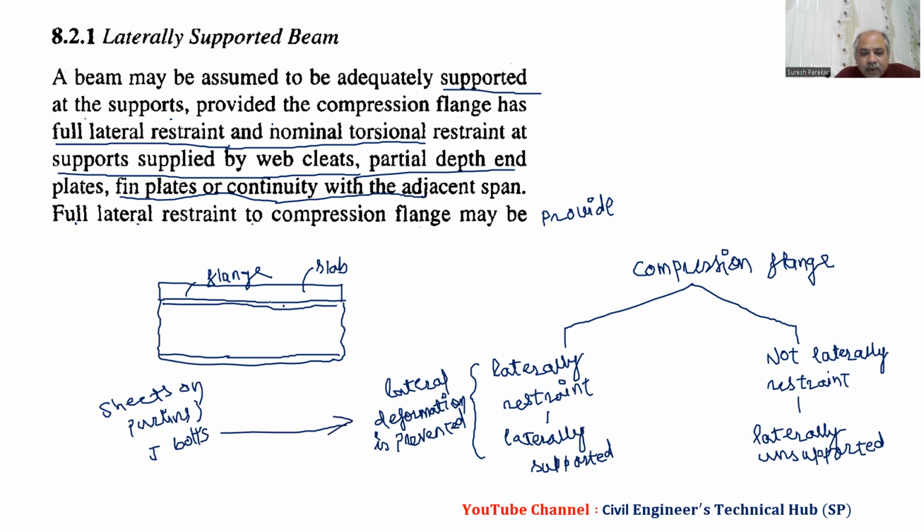In beams, we provide a slab, and for their connection, we provide shear connectors. They make a bond between the slab and beam, and therefore the beam is again laterally supported. If nothing is on this flange of the beam, the compression flange, then we say laterally unsupported. The compression flange decides whether your beam is laterally restrained, laterally supported, or laterally unrestrained, or laterally unsupported.